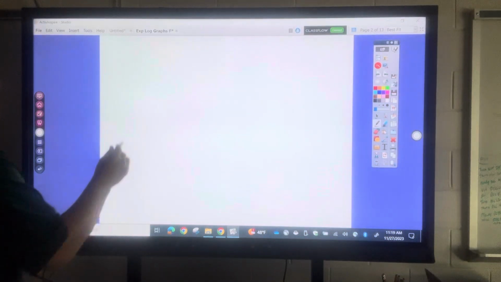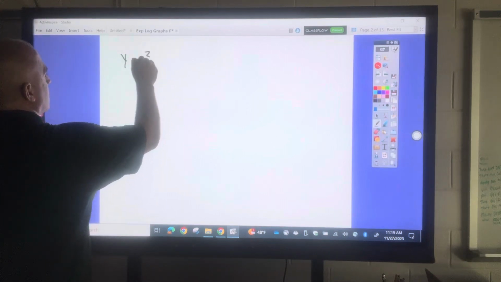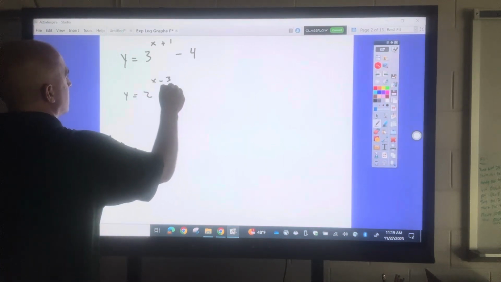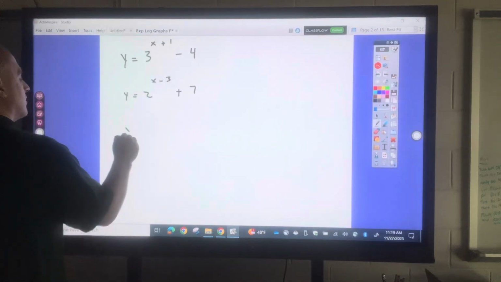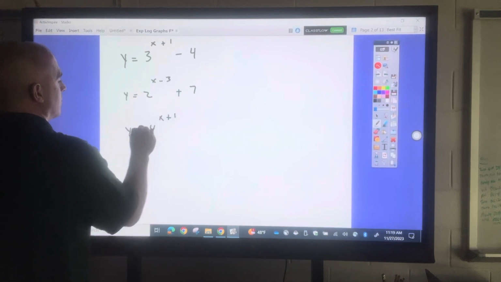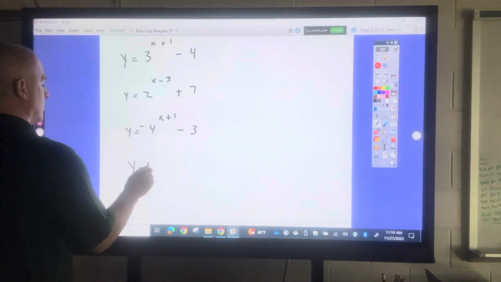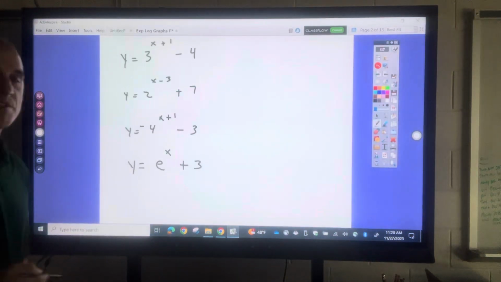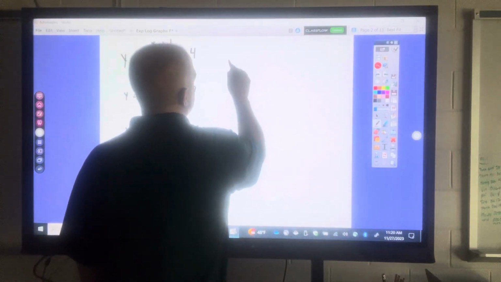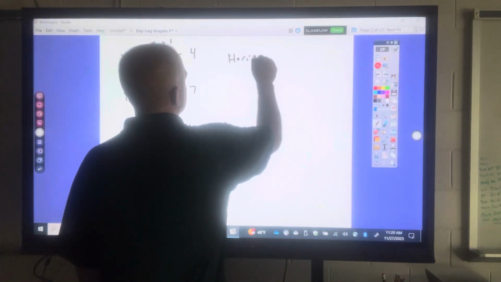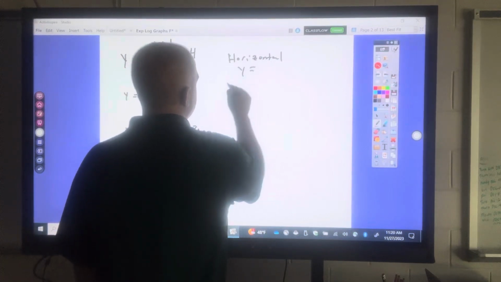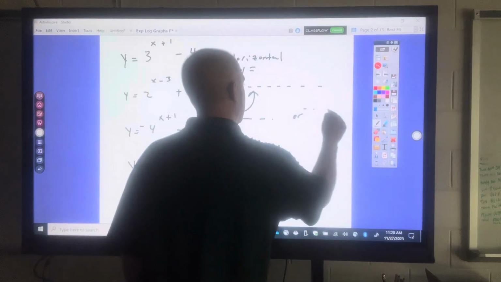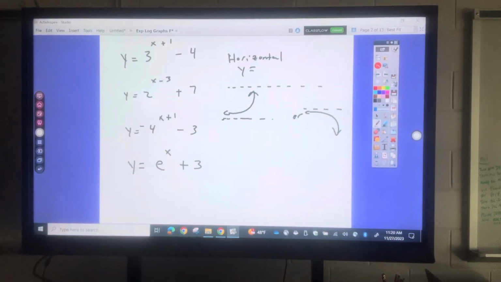All right, for exponentials, here are all examples of exponentials. Now for exponentials, they have horizontal asymptotes, which is a y equals base equation that goes like this. So your graphs are either going to be like this, or they're going to be like this.